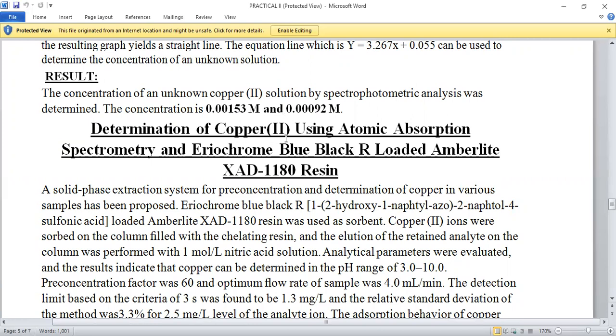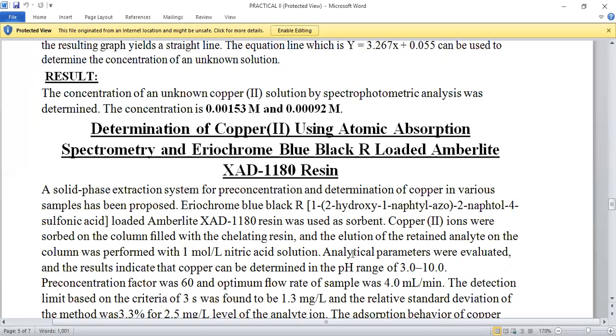Determination of copper 2 using atomic absorption spectrometry and Erichrome Blue Black R loaded Amberlite XAD-1180 resin. A solid phase extraction system for pre-concentration and determination of copper in various samples has been proposed. Erichrome Blue Black R, 1-(2-hydroxy-1-naphthylazo)-2-naphthol-4-sulfonic acid, loaded Amberlite XAD-1180 resin was used as the sorbent. Copper 2 ions were sorbed in the column filled with the chelating resin, and the elution of the retained analyte on the column was performed with 1 mole per liter nitric acid solution.